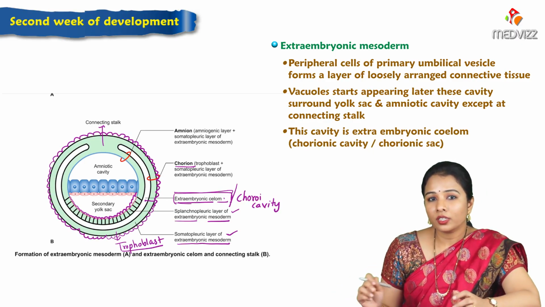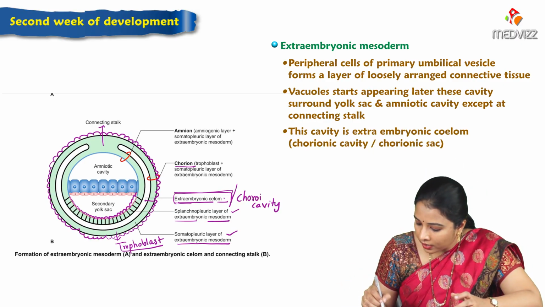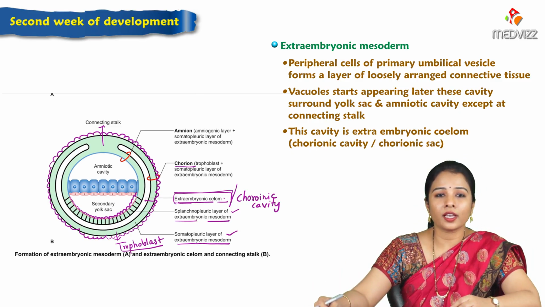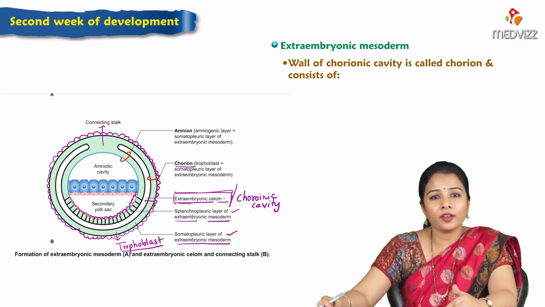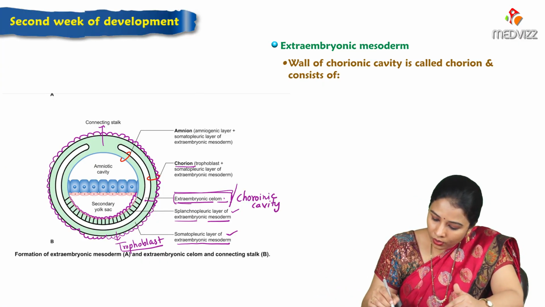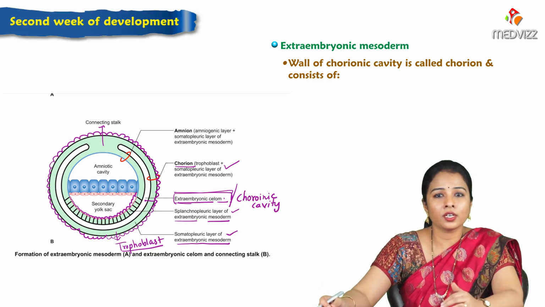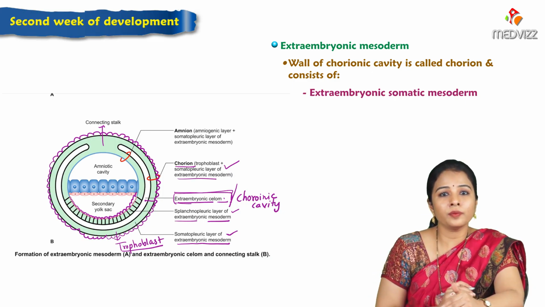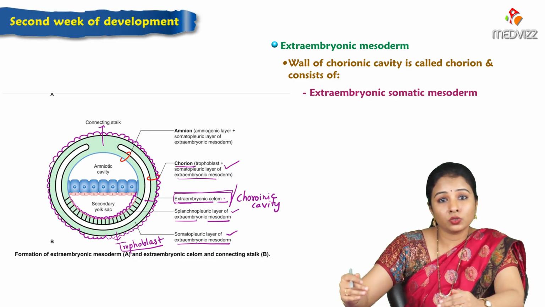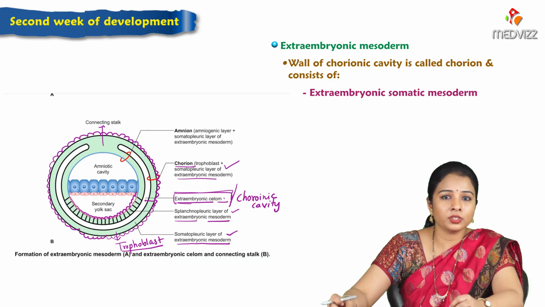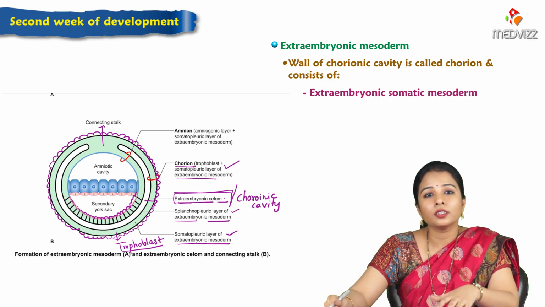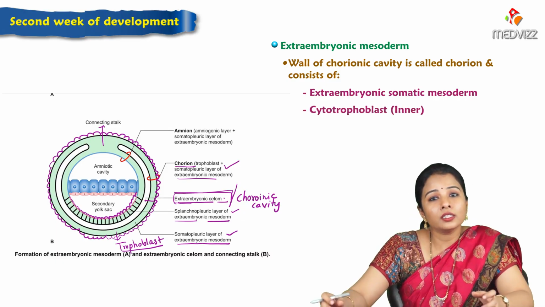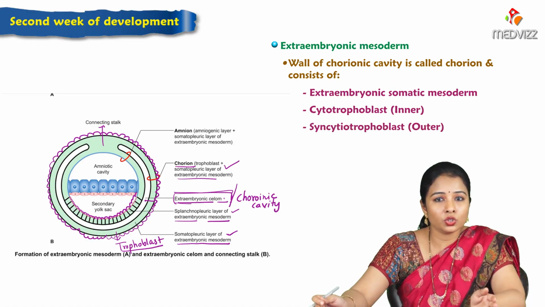The extraembryonic coelom, which is otherwise called the chorionic cavity, also called the chorionic sac. The wall of the chorionic cavity is called the chorion. The chorion consists of three components. One is extraembryonic mesoderm, and that is somatopleuric extraembryonic mesoderm. That is how we have to say it. Then trophoblast, we know it is differentiated into two layers, inner cytotrophoblast and outer syncytiotrophoblast.